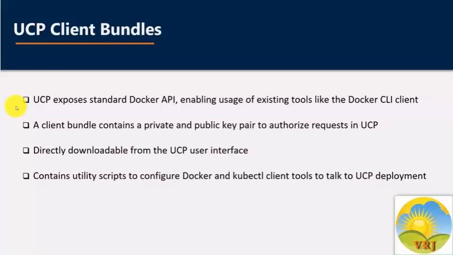In addition to the Web UI, UCP also exposes the standard Docker API. So you can continue using existing tools like the Docker CLI client. Since UCP is secured, we need to configure the Docker CLI client and the other client tools to authenticate the request using a client certificate. We just need to download a user UCP client bundle. A client bundle contains a private and public key pair that authorizes the request in UCP.